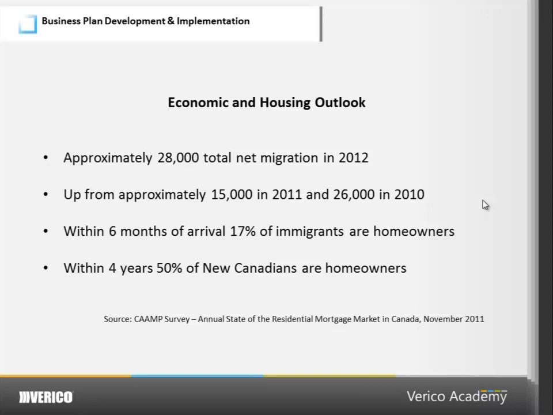If you're not that familiar with how to handle the new to Canada mortgages, then you can go to our Verico Academy, the mortgage brokering course, Mortgage Brokering 101. There are chapters in there that talk to you about doing the new to Canada mortgages, explain what to do, and explain the process of immigration. That will help you in going after that market and developing some more business.